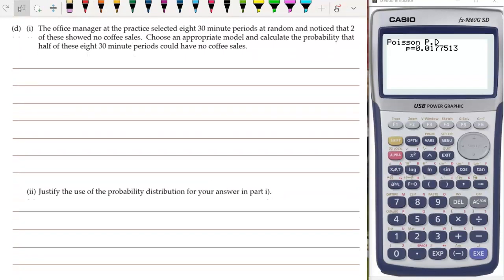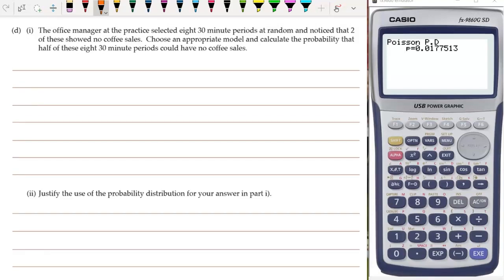Okay, last little couple of bits here. The office manager at the practice selected 8 30-minute periods at random and noticed that 2 of these showed no coffee sales. Choose an appropriate model, calculate the probability that half of these 8 30-minute periods could have no coffee sales. So using this observation from the office manager, we've got 2 out of 8 that didn't have any coffee sales. So the probability of no coffee sales is equal to a quarter.